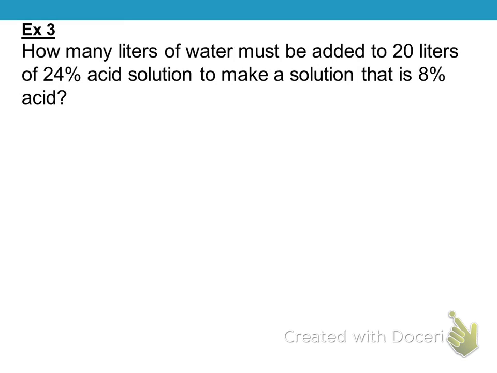All right. How many liters of water must be added to 20 liters of 24% acid solution to make a solution that is 8% acid? So, you got to kind of think about this one because the water doesn't have a percent. How much acid do you think is in water?